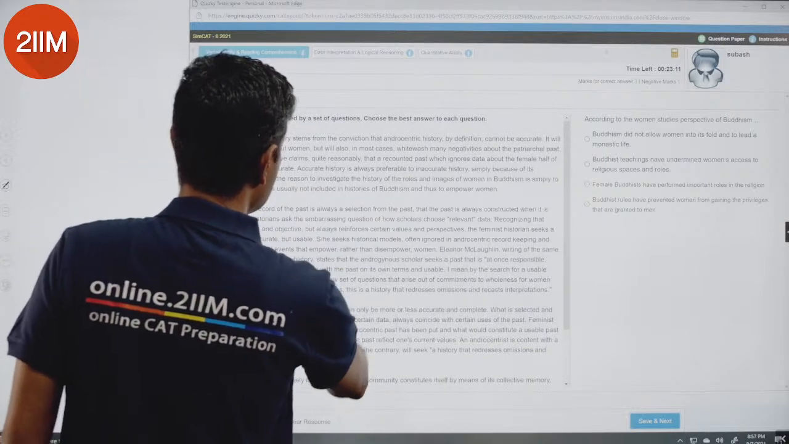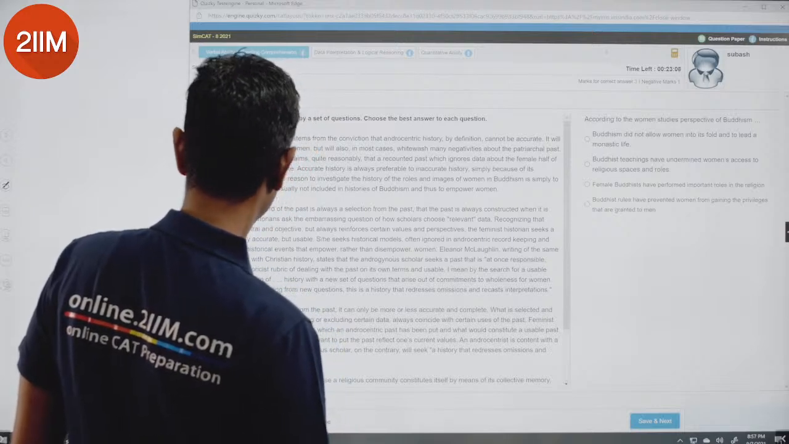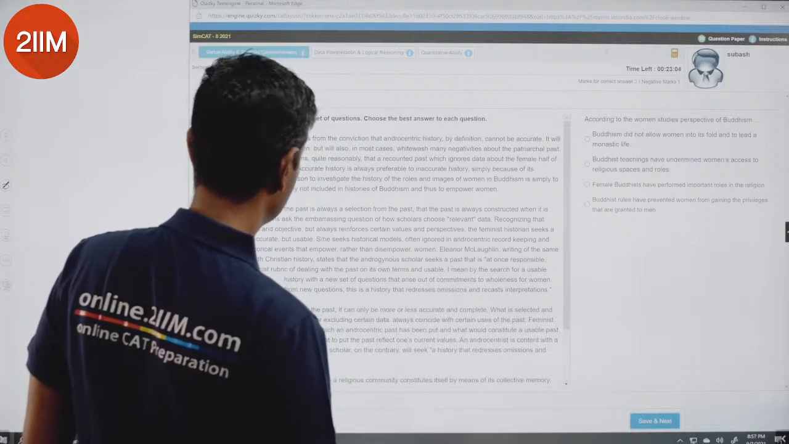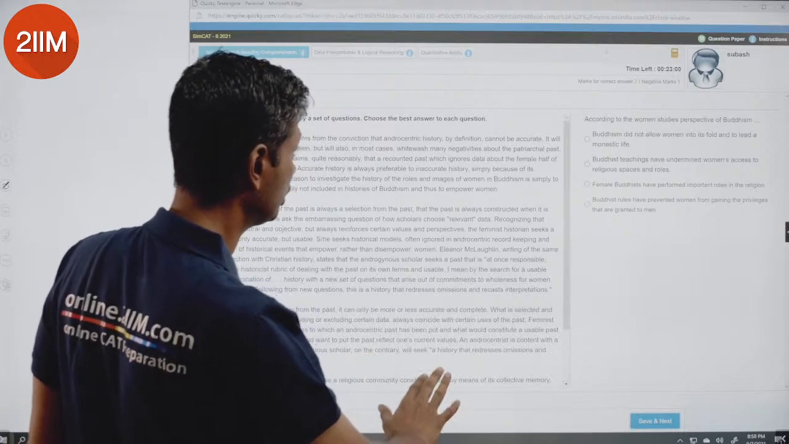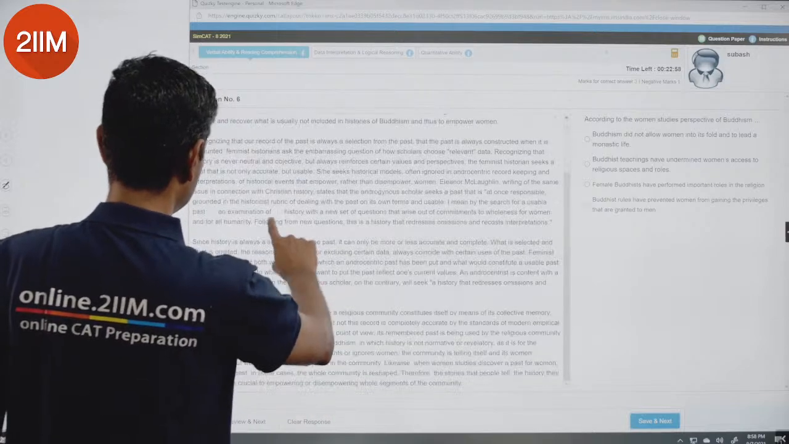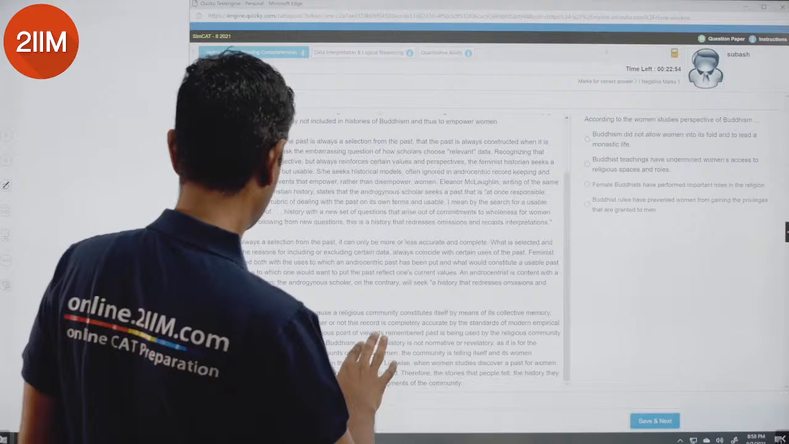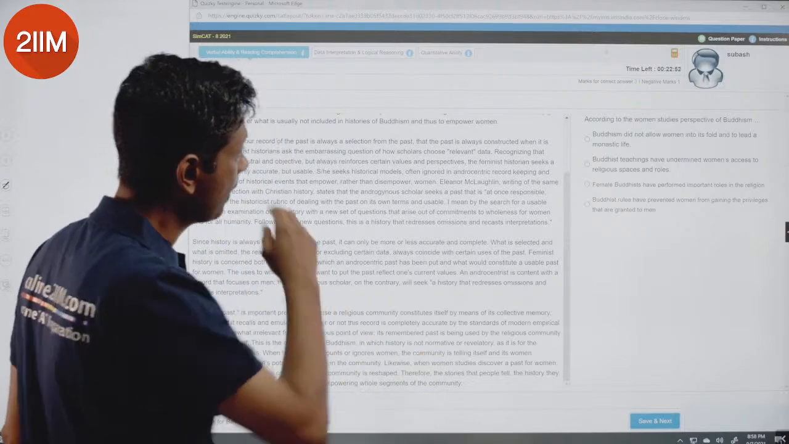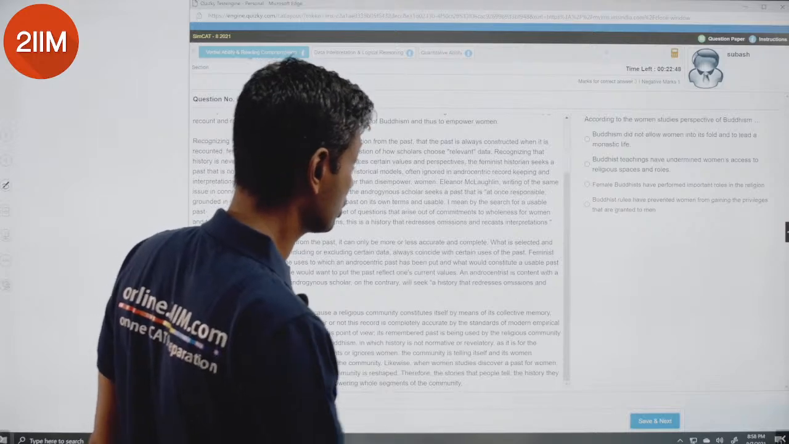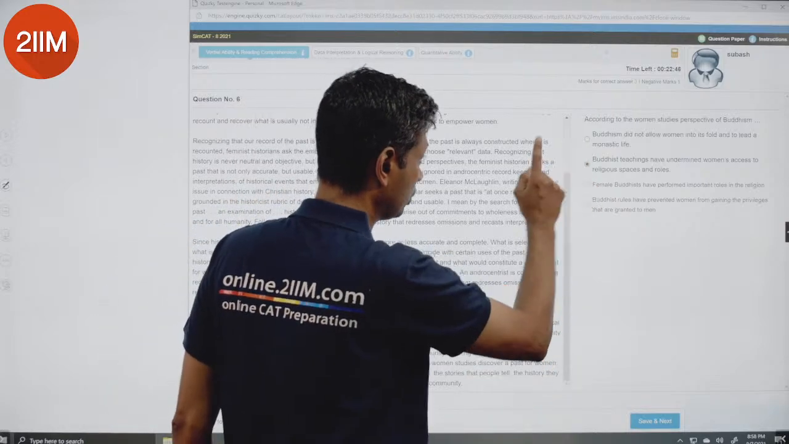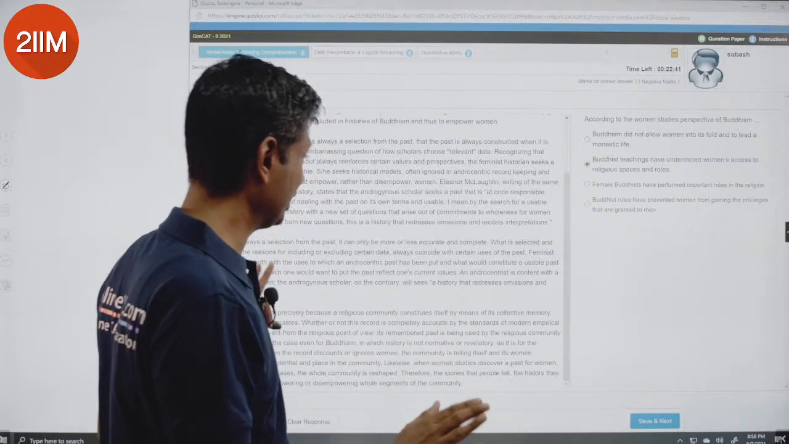Where is women's studies mentioned? Feminist historians, Buddhism did not allow women into its fold and to lead a monastic life. What's this thing? Ignores women. The history ignores women. Buddhist teachings have undermined women's access to religious spaces and roles. This is probably true. Female Buddhists have performed important roles in the religion. We don't know that. They're not stating that.